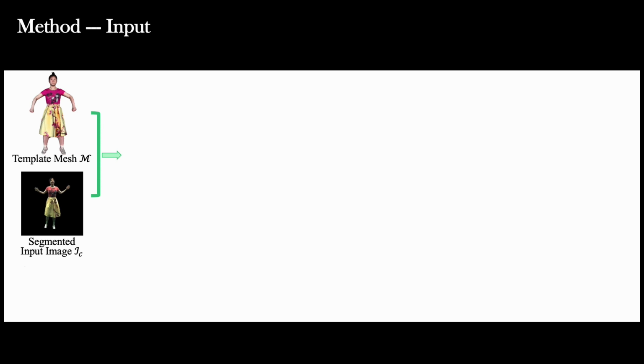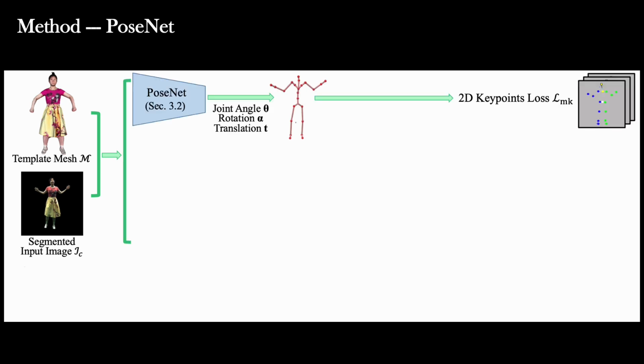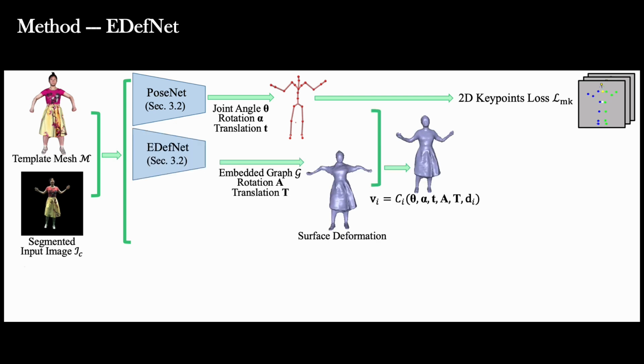Our HiFECap approach takes a single segmented image and the 3D template of the target actor as input, and outputs the corresponding 3D human mesh. First, we train PoseNet to estimate the 3D skeleton poses as joint angles and a global rotation using 2D key points. It is followed by deformation regression networks in a coarse-to-fine manner. We first employ an embedded deformation network, eDefNet, to capture the coarse surface deformations. It captures coarse skin and clothing details by predicting the deformation parameters on the embedded graph.